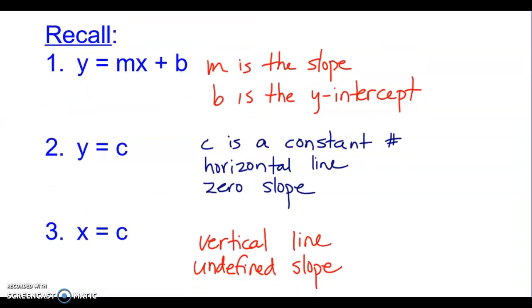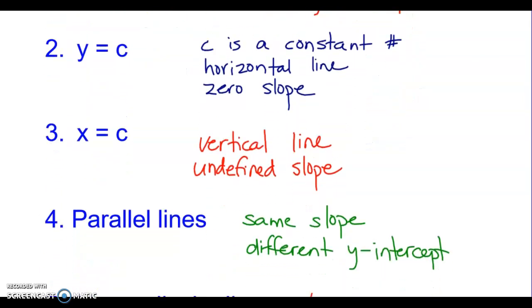Earlier in the chapter, we drew horizontal and vertical lines, and we saw with a horizontal line, our slope is always 0, and our equation is y equals a constant number. There's my equation of a horizontal line. For my vertical line, when we tried to calculate slope, we saw that it was undefined. I had a denominator of 0, which is impossible. So vertical lines have an undefined slope, and the equation was always x equals a constant number.